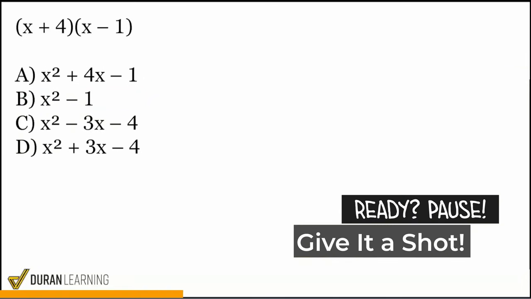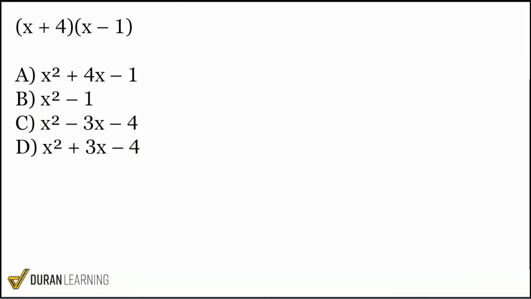So let's keep it going here to our next practice question. We are looking at a binomial times a binomial. So 2 by 2, x plus 4 multiplied by x minus 1. So remember, everybody, because we are multiplying polynomials, we are following the same rule. Make sure that everything from one parentheses multiplies with everything from the other. So let's go ahead and give it a shot.